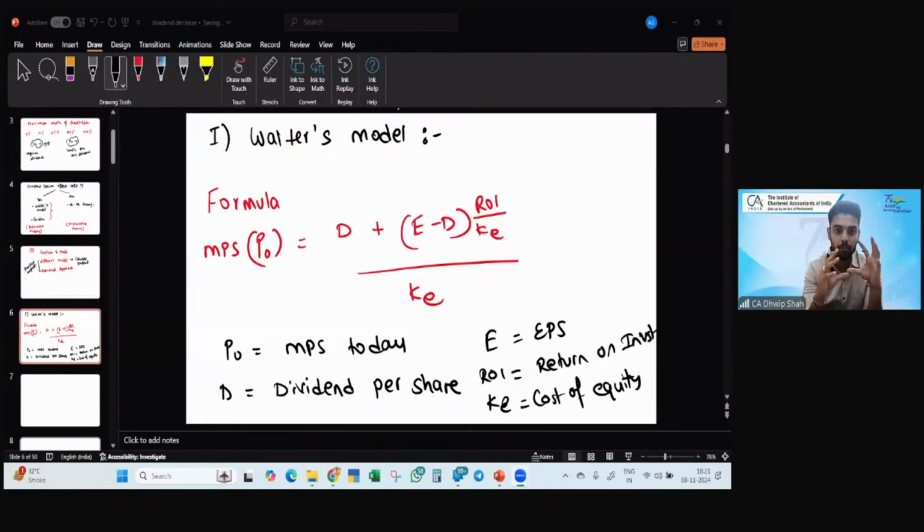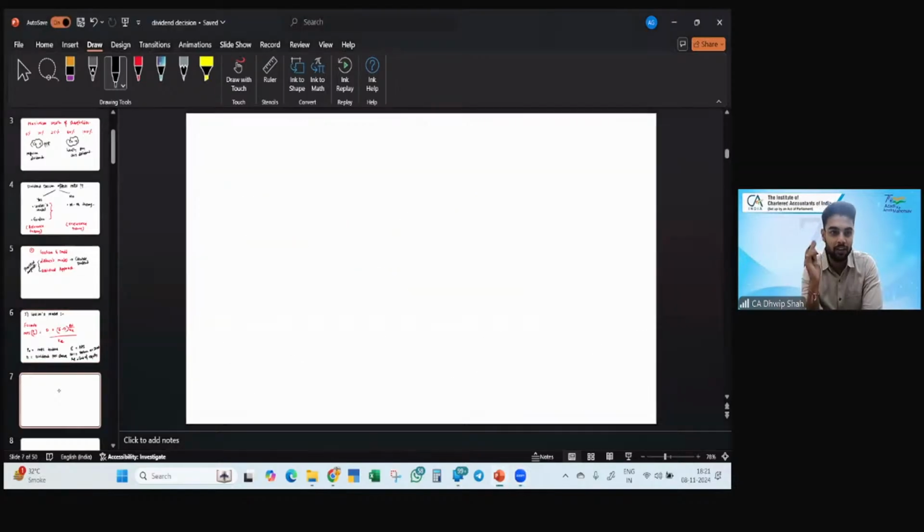The formula given by Walter is nothing but D plus (E minus D) multiplied by ROI divided by KE, the whole upon KE. Now looking at this formula, it's very confusing, but let me try to derive it. You don't have to remember the derivation; as far as the examination is concerned, you just have to remember the formula. But for the first and the last time, let's try to derive the formula.